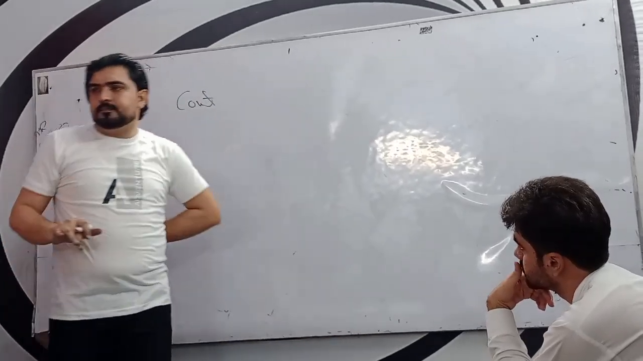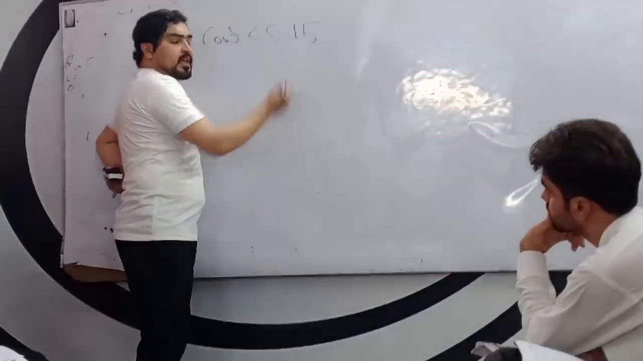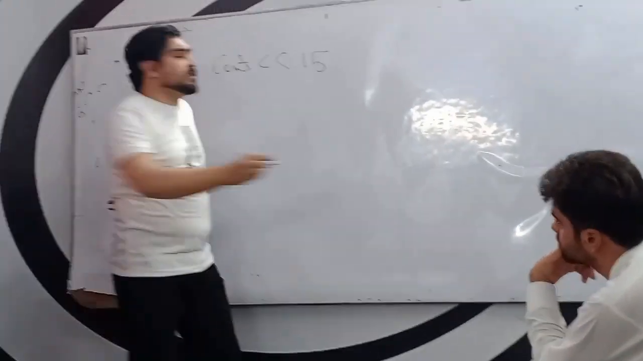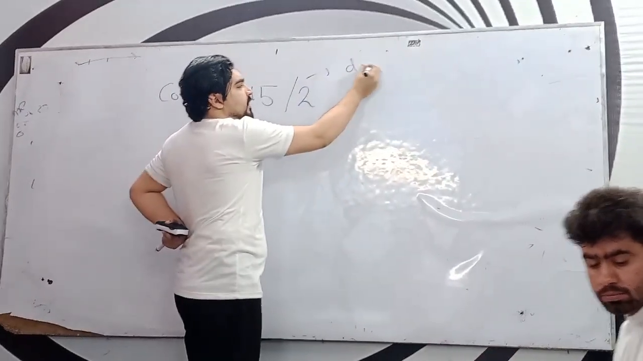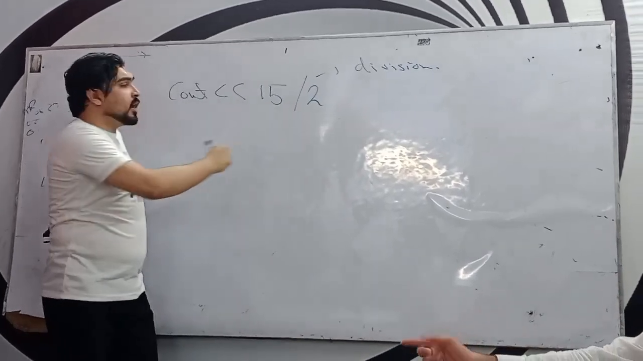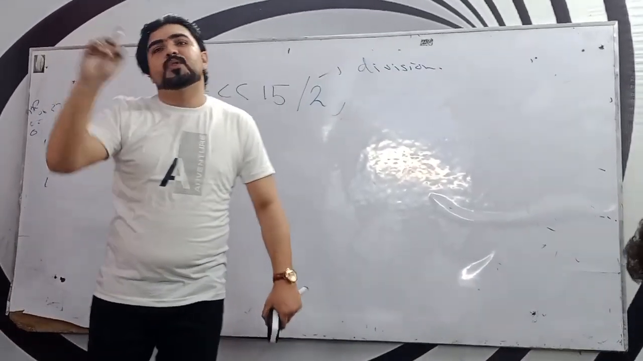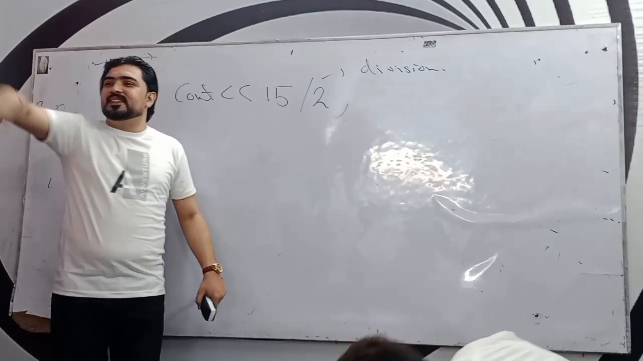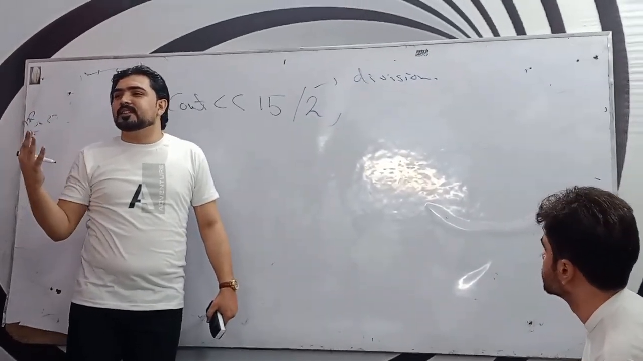The video is 15 and I want to divide it by 2. Just go 15 divided by 2, what will be the result? 7.5.